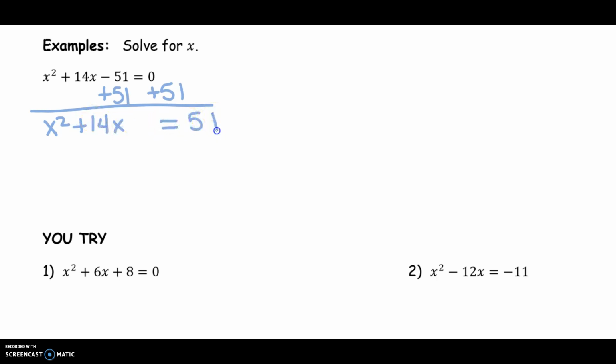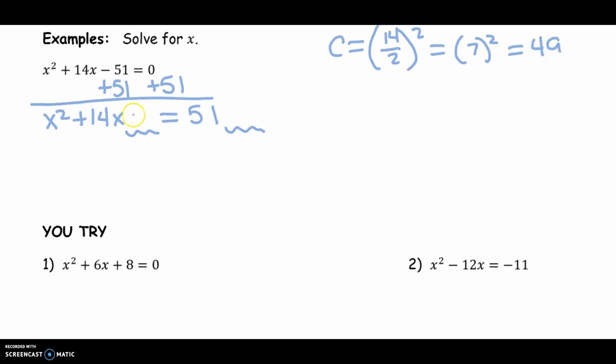equals 51. Now notice I left a little bit of space here because I'm going to make this a perfect square trinomial, so I need to add my constant that would make this a perfect square. Notice I also made a space on the other side because whatever I do to the left side of my equation, I must do to the right side to keep my equation balanced. So I'm going to find the constant, the value of c, based on my value of b here, which is 14. So I take 14 divided by 2 squared, which is 7 squared, which is 49. Okay, so that means that I need to add 49 to both sides.